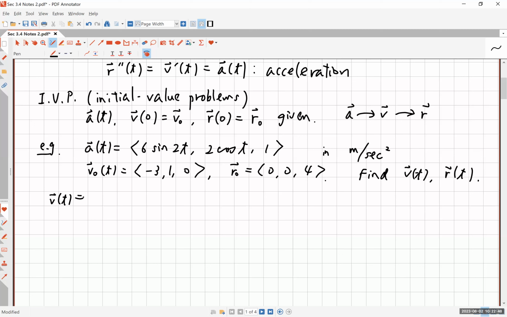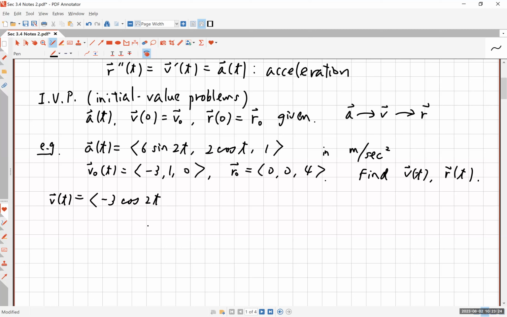So how do you start? Of course, you start by integrating the acceleration function. So you have 6 sine 2t. What is the antiderivative of that? That would be negative 3 cosine 2t. Every time I do this, as soon as I do this, I try to differentiate it to be sure to get 6 sine 2t. In this case, it's negative 3 times 2 times negative sine 2t, and that's going to be 6 sine 2t, so that's fine.